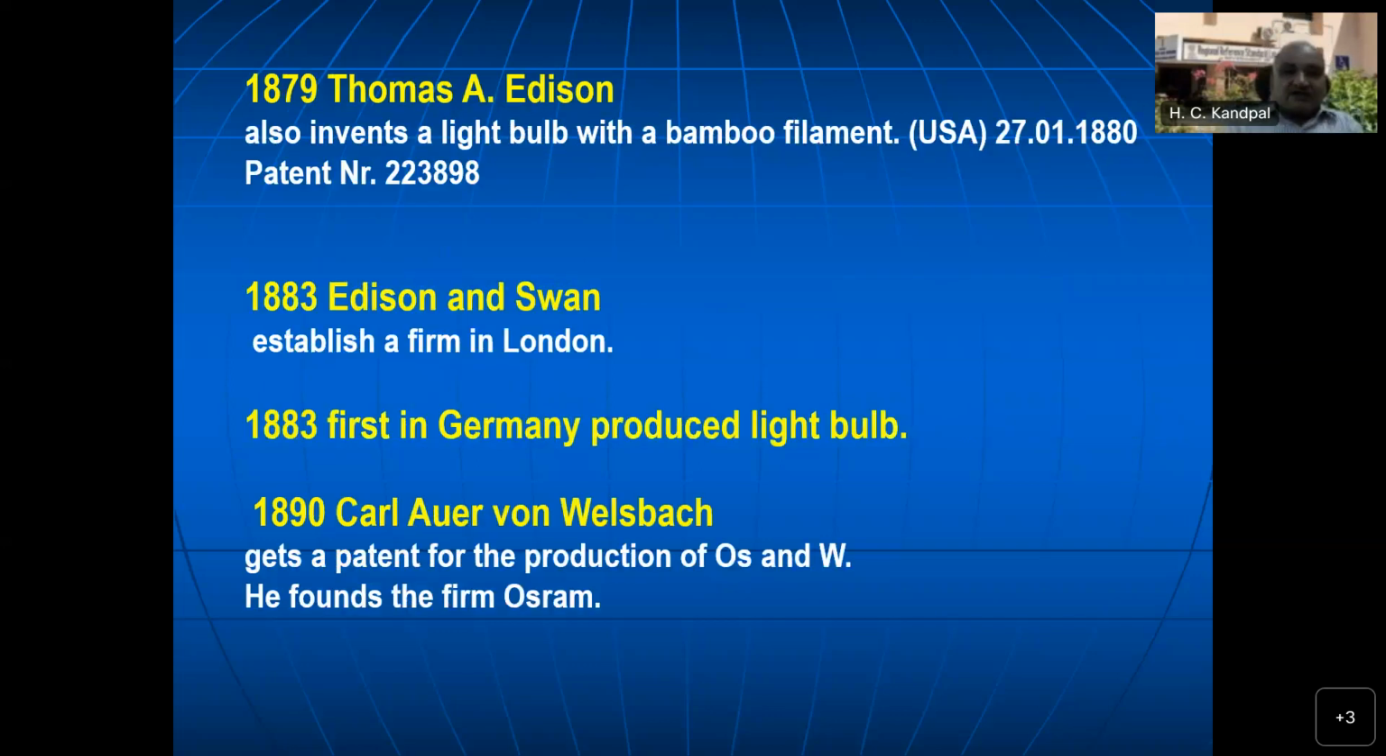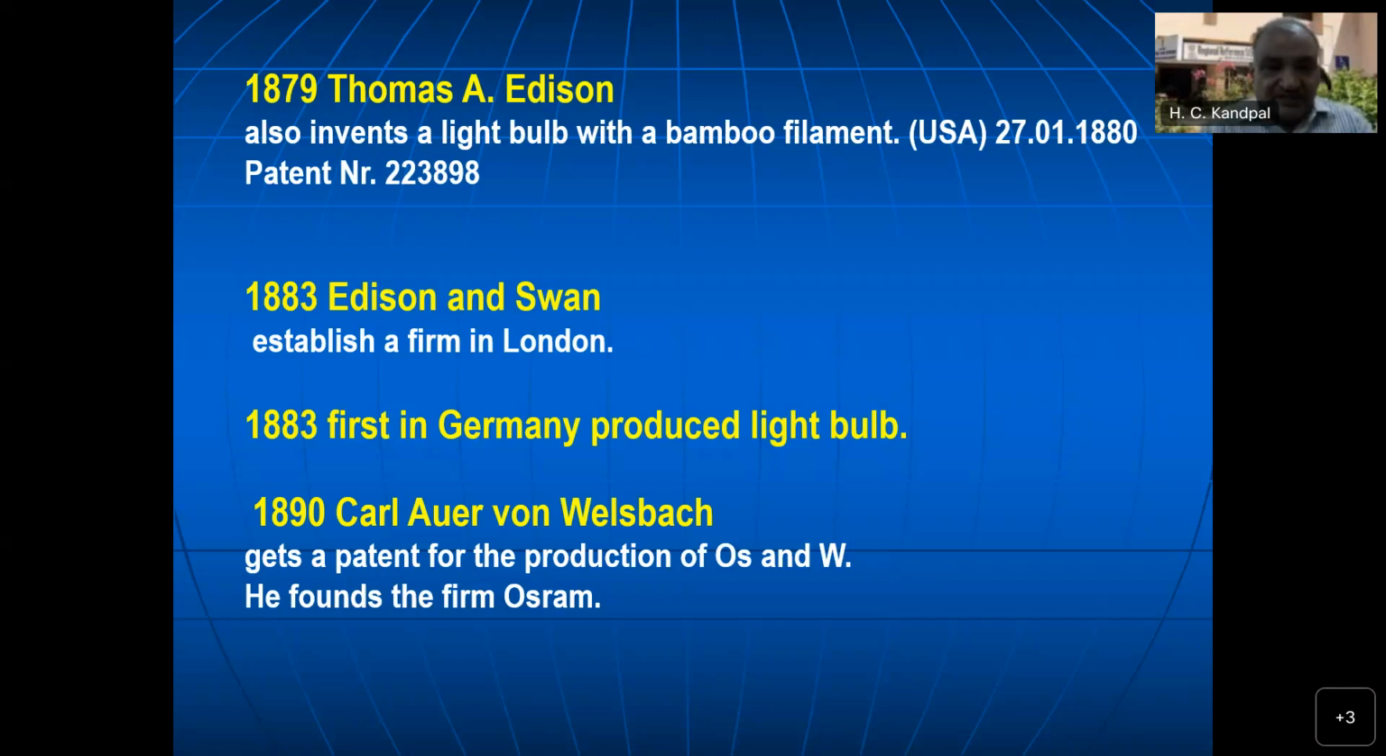And then in 1879, Thomas Alva Edison invented the light bulb with bamboo filament. The patent number is written here, 223898, and this would perhaps have been the landmark in the direction of making light bulbs. Now in 1883, Edison and Swan, the person who discovered that, these two people established a firm in London for making these types of bulbs. And in 1883, first in Germany, the light bulb was produced.